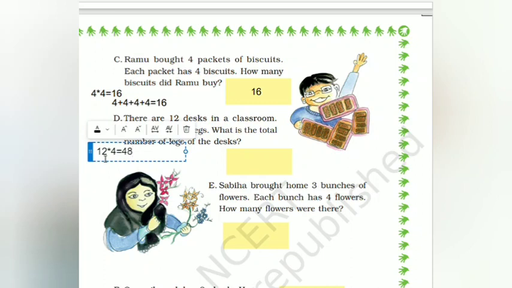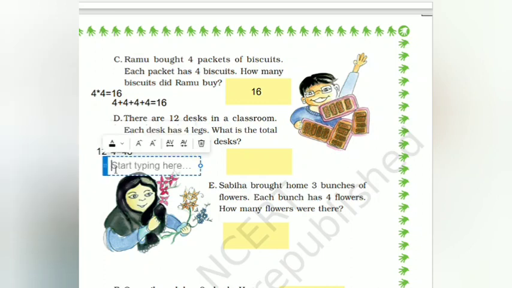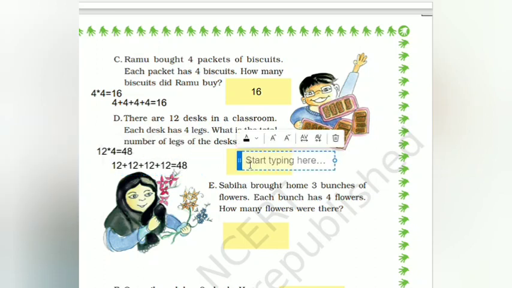So the total will be how much? 48. This can also be written as how? 12 plus 12 plus 12 plus 12. That is 4 times written. 4 times means the answer is 48. Okay. So we can write the answer here as 48.